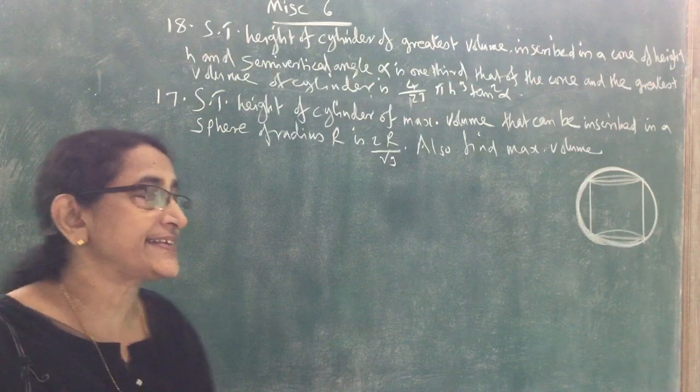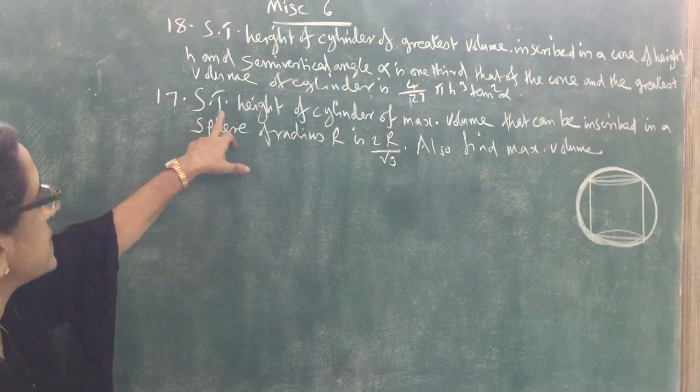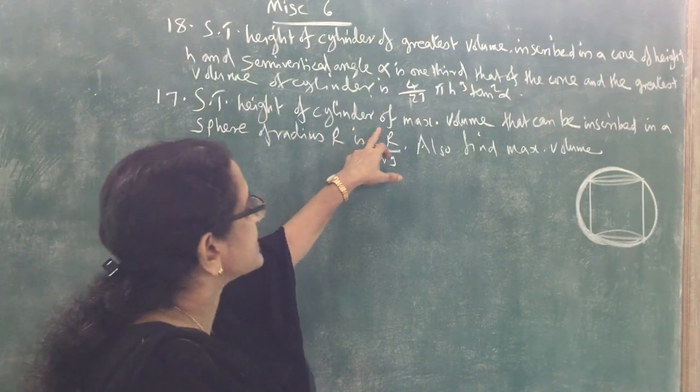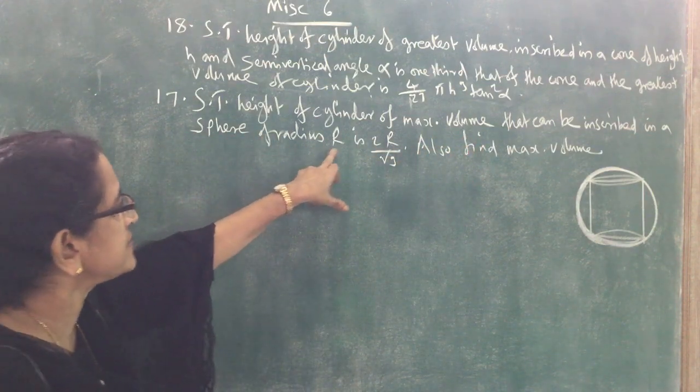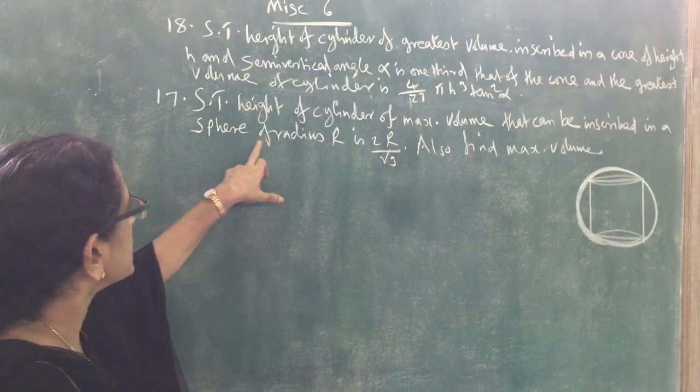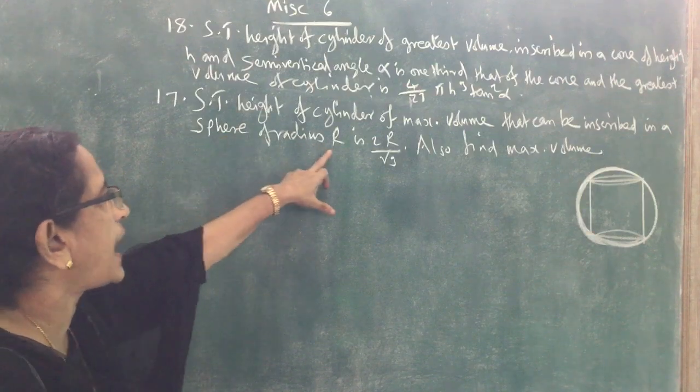17th one, Miscellaneous 6, 17th first one. Show that the height of the cylinder of maximum volume that can be inscribed in a sphere of radius R is 2R by root 3. So the radius of the sphere is capital R.